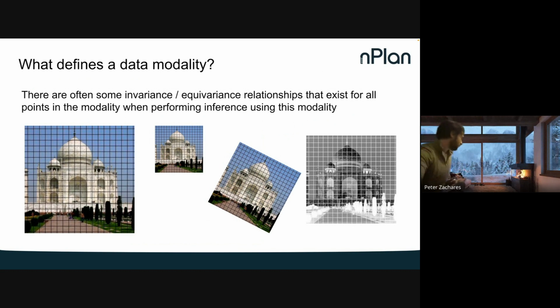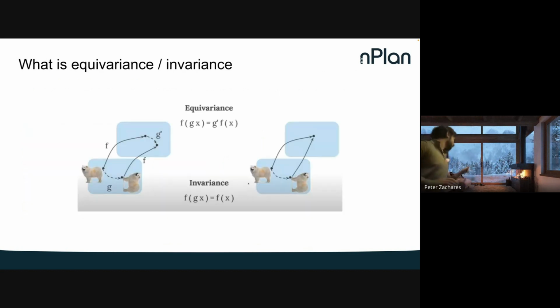I'll come back to this, but what are equivariance and invariance? I've had to remind myself of this definition so many times. But first, let's talk about invariance.